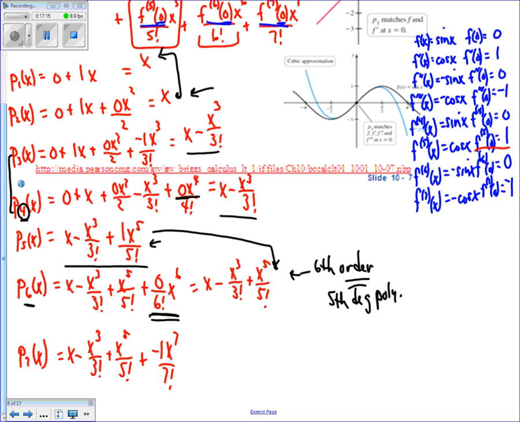Notice here, as you continue to go up, all of these polynomials only have odd terms. Now, you remember the sine function? This is an approximation for the sine function. Remember the sine function is an odd function? The approximations will only contain odd terms.